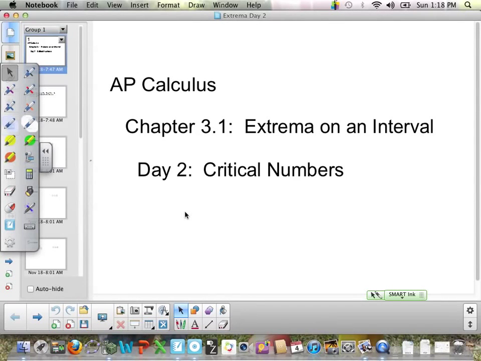Chapter 3.1, Extrema on an interval. Day 2, more look at critical numbers.